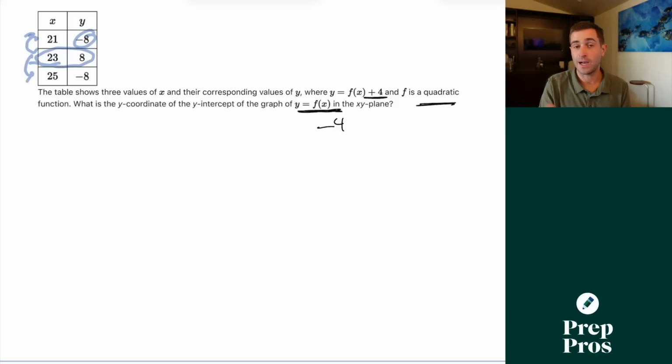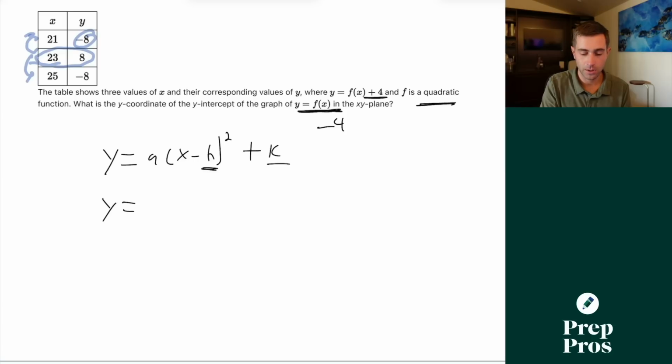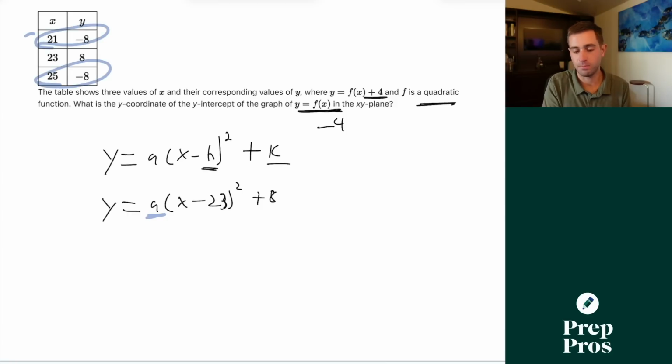So I want to use vertex form to start this question. Y equals a times x minus h squared plus k. We don't know our a value, but h is the x-coordinate of the vertex and k is the y-coordinate of the vertex. So y equals a times x minus 23 squared plus 8. Now we're stuck because we need to solve for a. Anytime we get these word problems, we always have another point that we can plug in. We could plug in either of these points. I'm just going to use 21 here. It doesn't matter which one we use.